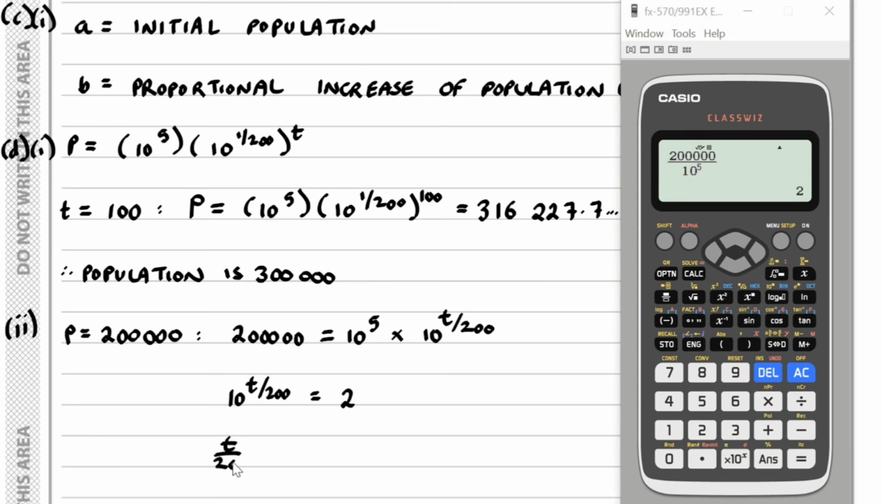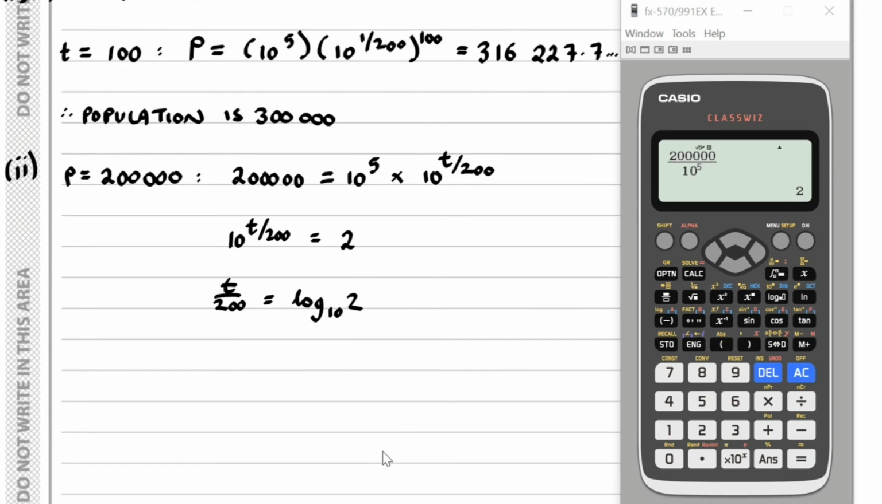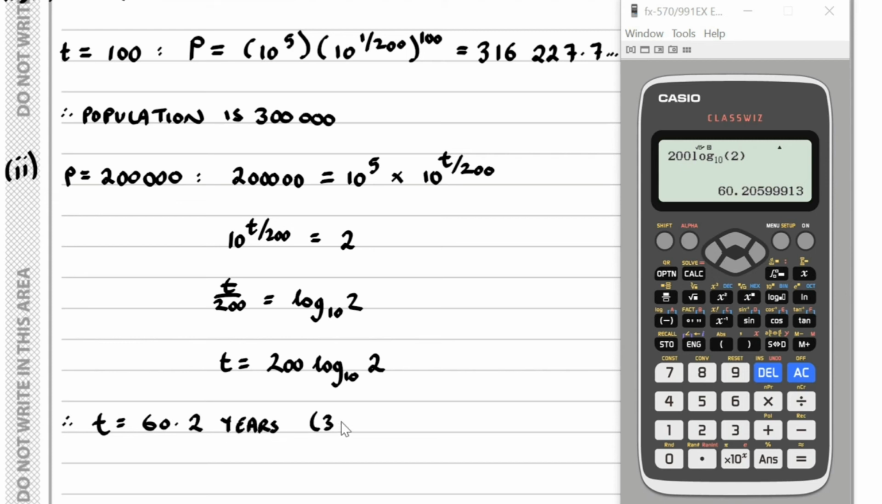So t over 200 will equal log base 10 of 2. So t equals 200 times by log base 10 of 2. So if I work this out, 200 times log base 10 of 2, we get 60.2 years. And this is given to 3 significant figures.